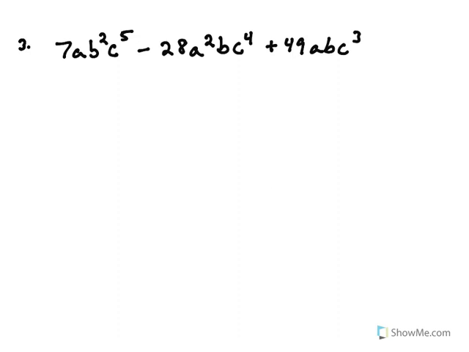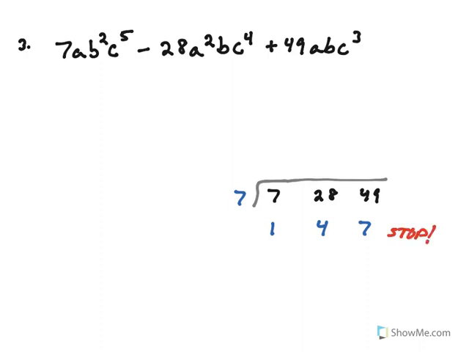And if we do that over here, 7, 28, and 49, and if you can think of a number that goes into these three, I can think of 7. 7 goes into 7 once, 7 goes into 28 4 times, and 7 goes into 49 7 times. Okay? And there are no more numbers that go into 1 and 4 and 7 evenly, so I'm going to stop. And then this is going to be my GCF. So 7 needs to be factored out.